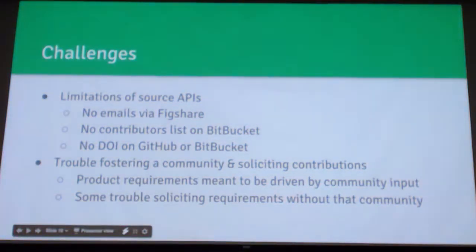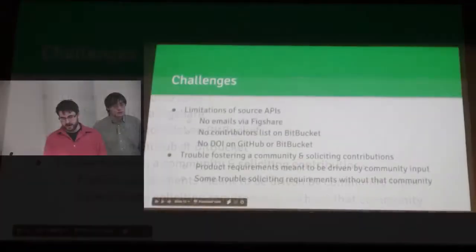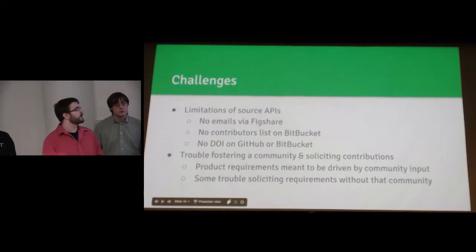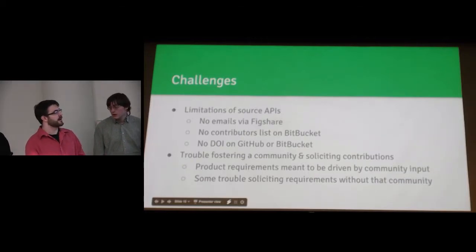All right. Some of the challenges that we faced while developing this suite of products. First of all, we found that there was a limitation with some of the APIs. For example, within Figshare, because Figshare is designed to be a repository for all kinds of research and documents, and isn't as focused on software as the other two, authors don't have an email field, and so there was no way to pull emails from Figshare, where we wanted to have an email associated with the author. When you're citing a Figshare source, you can't pull that email.